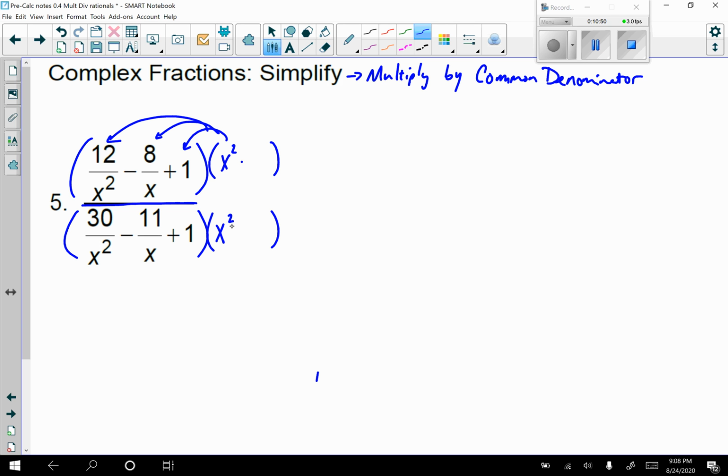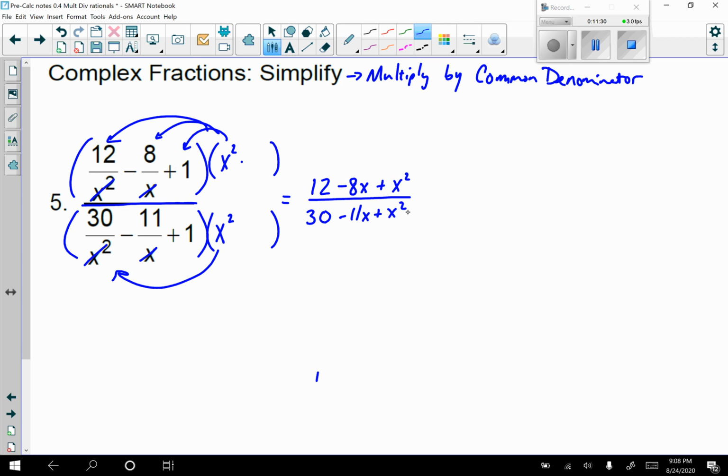So we're going to try to build it out of the denominators that we see, and make sure each one has enough to cancel. So what we get is x squared times 12 over x squared, and that x squared cancels, and we just have 12. You'll see a pattern here. 8 over x, we're going to have minus 8. The x cancels, and we have an x left on top, minus 8x. We get rid of the fraction. And 1 times x squared is plus x squared. On the bottom, same thing. So distribute through. 30, the x squared on the bottom cancels, so just 30. 11 over x, the x cancels, so it's minus 11 and a single x, and plus x squared.